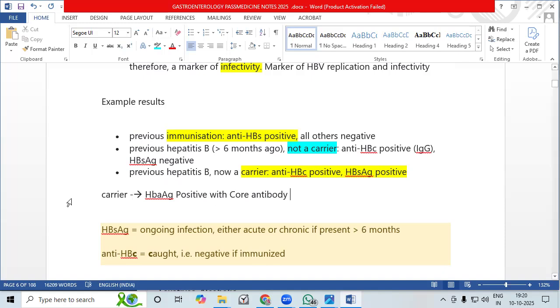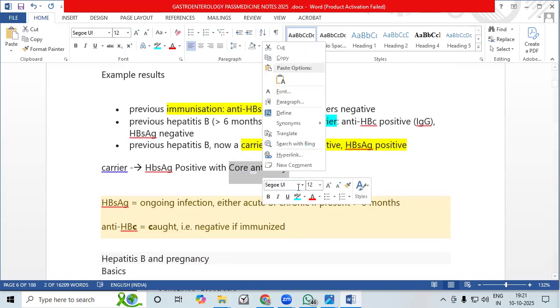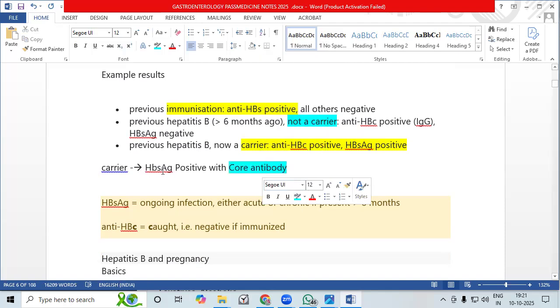That is why we are telling that this patient is a carrier, and not that the patient has an acute infection or is in the acute phase. Why? Because there is infective HBs surface antigen positive along with the core antibody. In your exam, you will say antigen infectivity is there, but the core antibody also has to be present to label it as carrier. Is this clear?